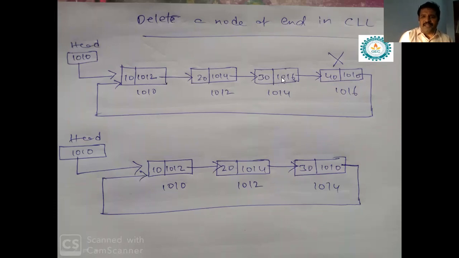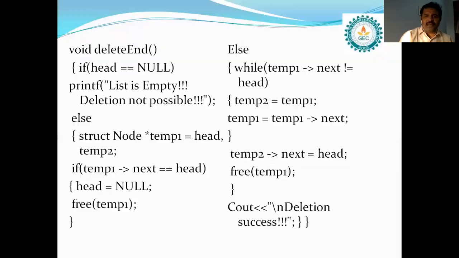But the last node contains the address 1016. We have to change this address, right? This is the last node. The last node address part will point to the address of the first node, that is 1010. So the address part of the node 30 will point to the first node address, that is 1010. In this way we can adjust the pointers, so we can delete the node at the end of the circular list.